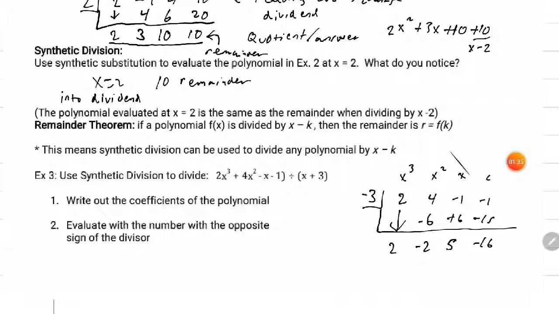So here are my new values. This becomes my x squared, this becomes my x, this becomes my constant, and this becomes my remainder. I'll put a big R. There we go. So our answer is 2x squared plus x. Oops, sorry, I'm reading the wrong line. So I have 2x squared minus 2x plus 5, minus 16 over x plus 3. So remember, x plus 3 was what we were originally dividing by. Okay, let's move on to the next example.